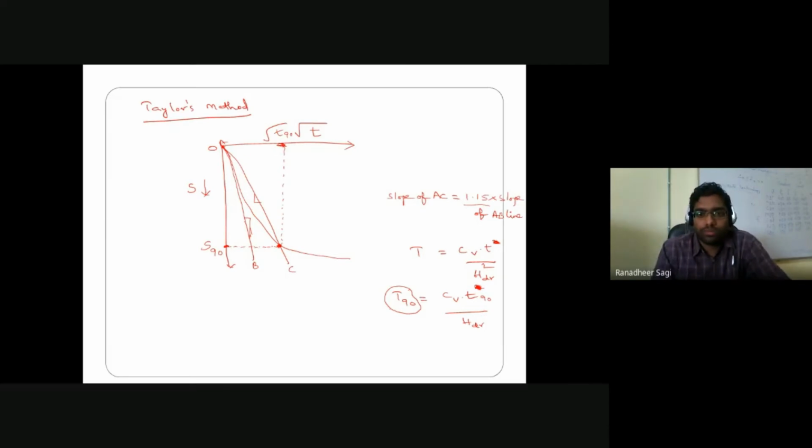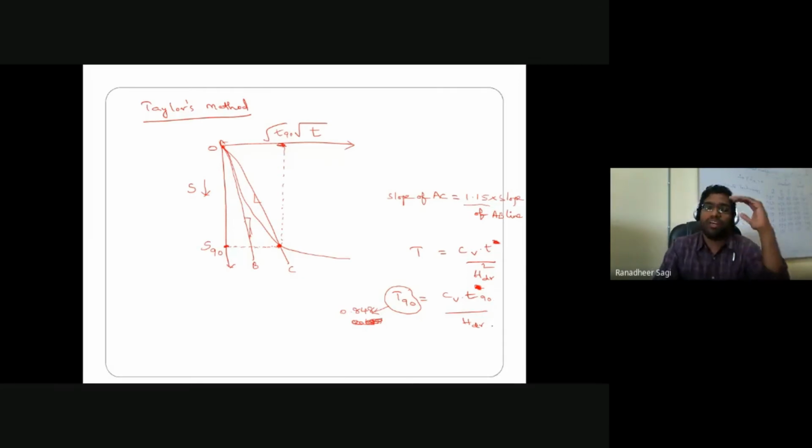Right. So the time factor corresponding to 90% degree of consolidation is what we have. For T90, it is 0.848. From this particular curve, I am getting how much time is required for 90% degree of consolidation.